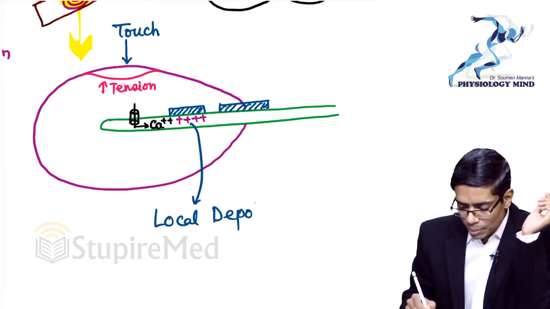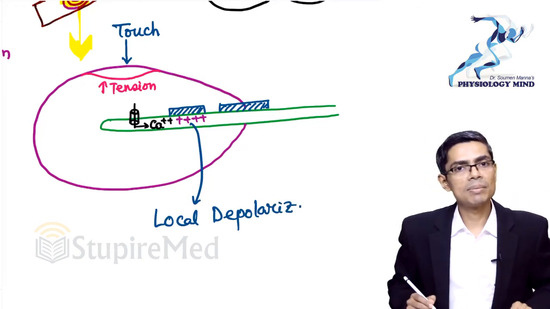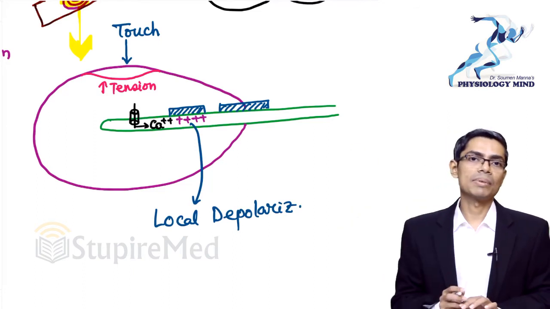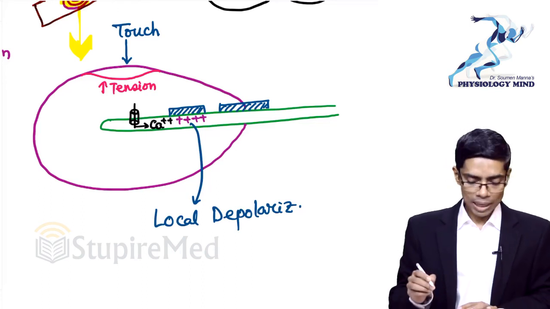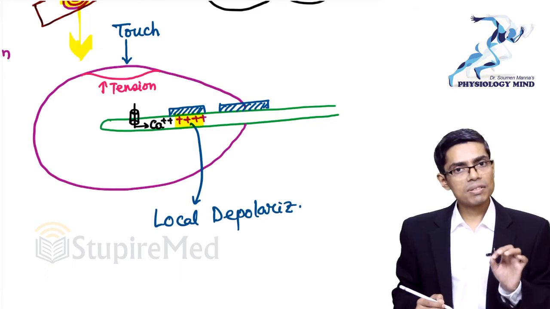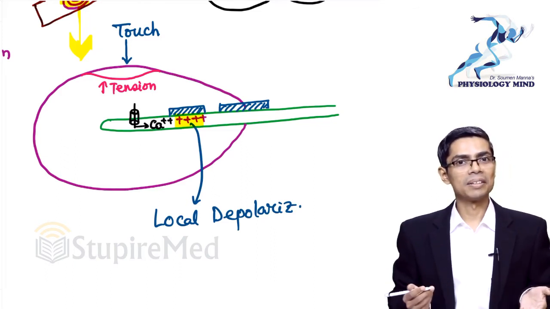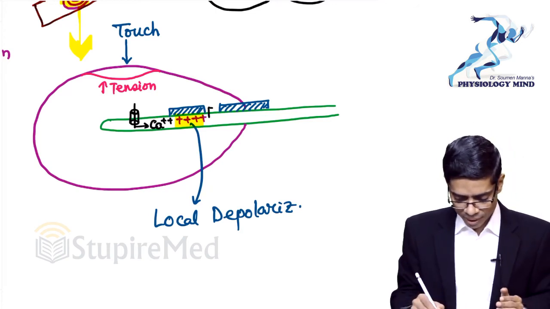local depolarization. Again, this local potential, local depolarization means this local depolarization cannot transmit up to the level of spinal cord, obviously. But if this local depolarization is sufficient to cross the threshold voltage of this neuron, again the same formula, threshold voltage, it is crossing threshold voltage, what will happen?